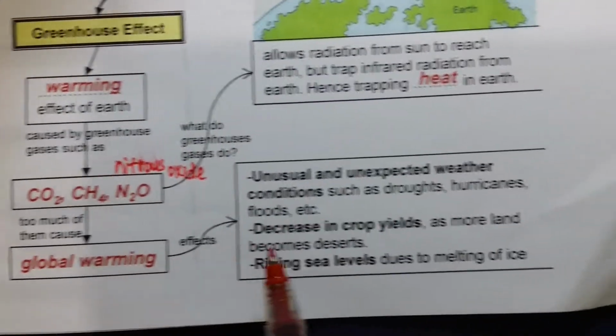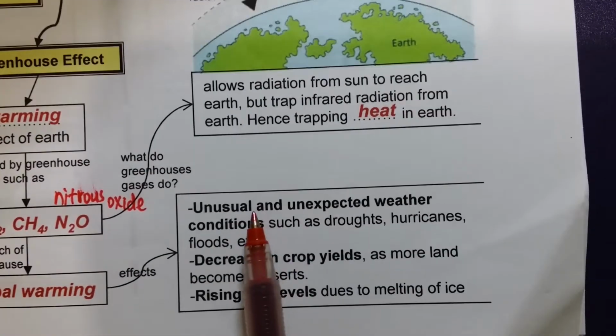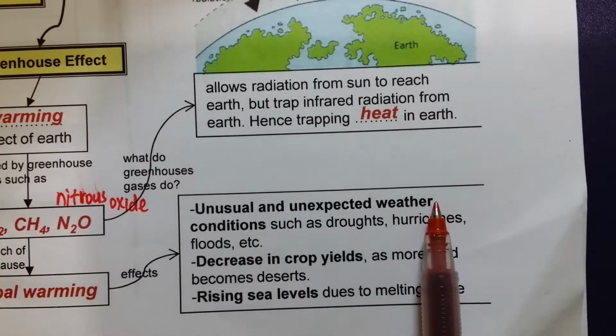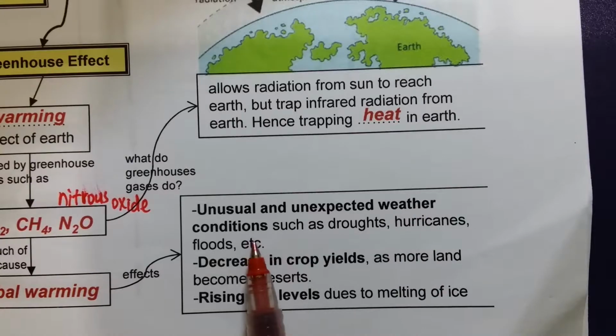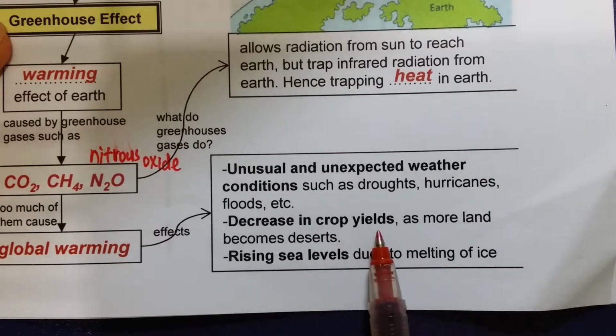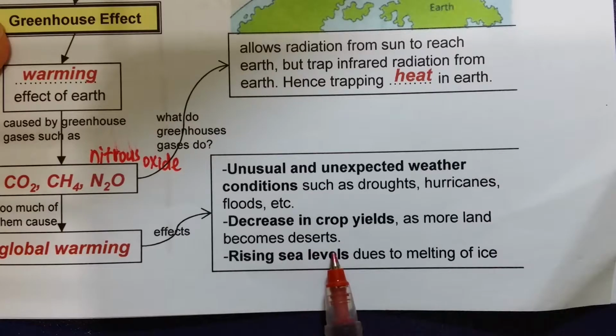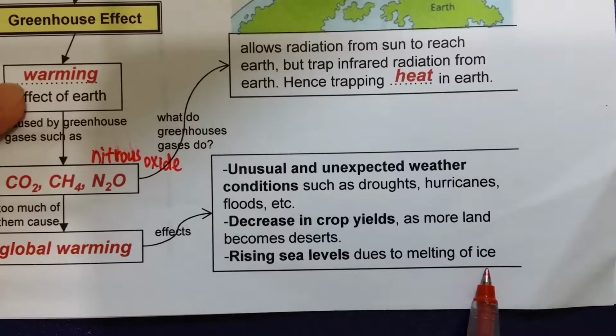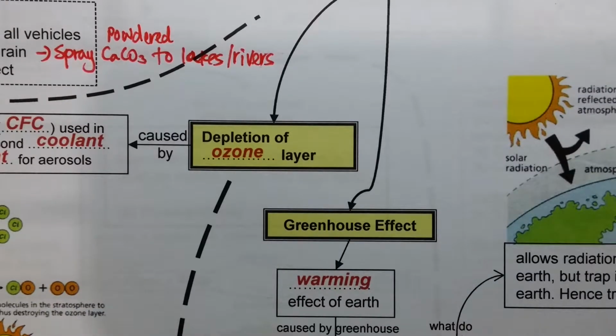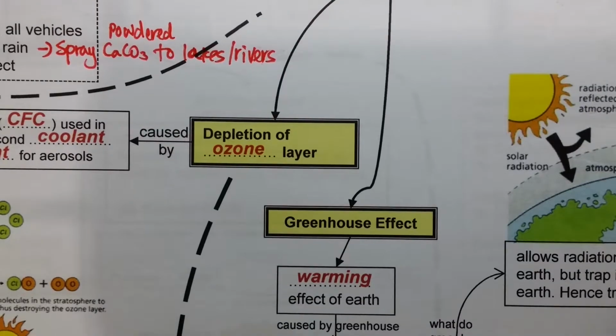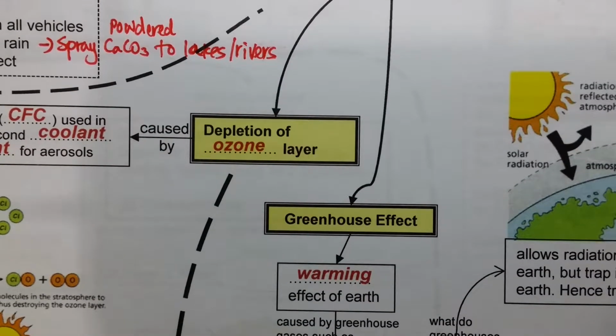Now, too much of it would cause the Earth's temperature to rise. That means global warming. So the effects of global warming are unusual and unexpected weather conditions, such as droughts, hurricanes, floods, decrease in crop yields because more land would become deserts, and also rising sea level due to the melting of ice. So this is the effect of air pollutants, the greenhouse effect.